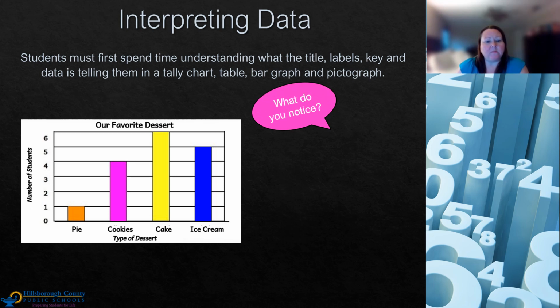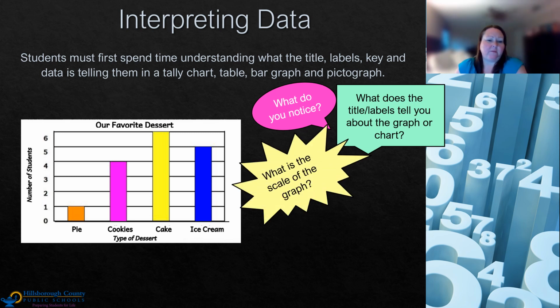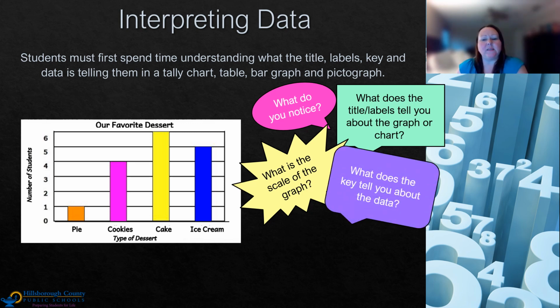What do you notice? Well, a student might say, I noticed one student chose pie as their favorite type of dessert. What does the title or labels tell you about the graph or chart? Well, I know it's about favorite desserts, and I know there's 4 different types that were surveyed, and so forth. What is the scale of the graph? Well, I can see it's going up 0, 1, 2, 3, 4, so it's 1. What does the key tell you about the data?